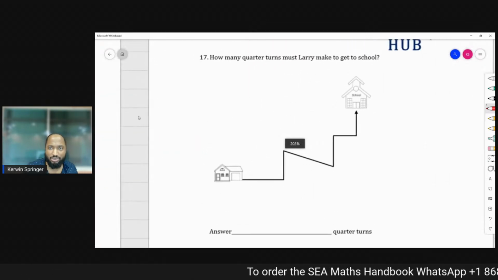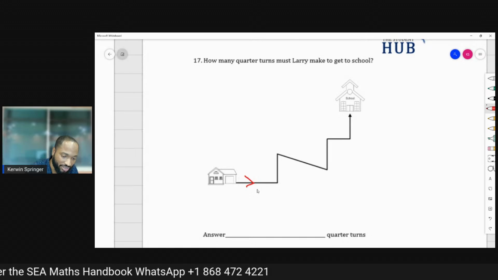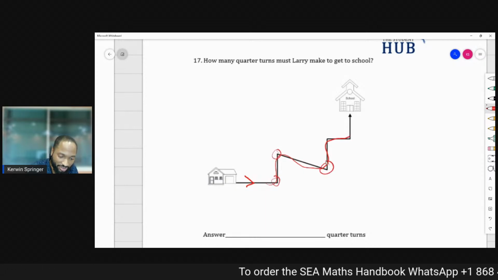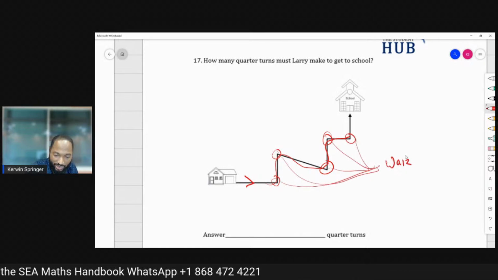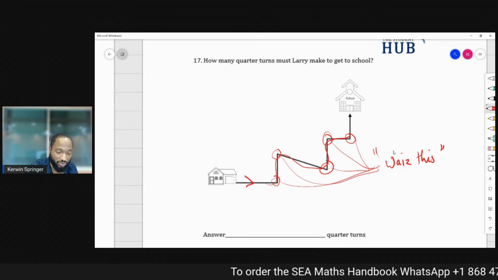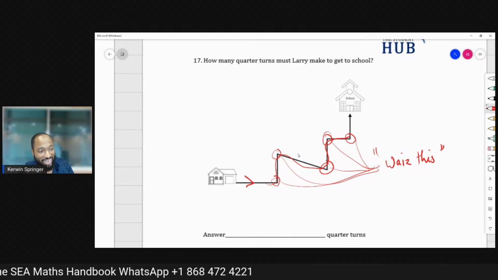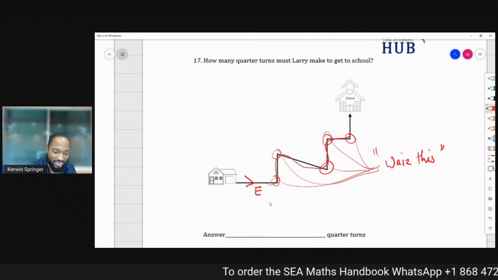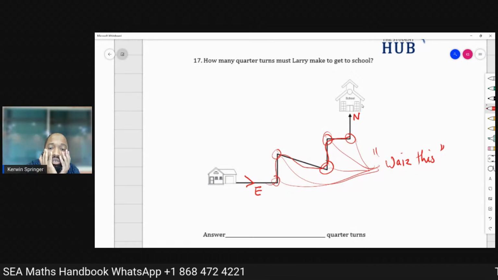Okay, there you go. How many quarter turns must Larry make to get to his school? So Larry is starting off in this direction. What is this? This is a kind of trick question. By the way, "what is that" is colloquial English, so don't write that in your exam. Remember, I teach you maths and English. So this is east, and this is north.